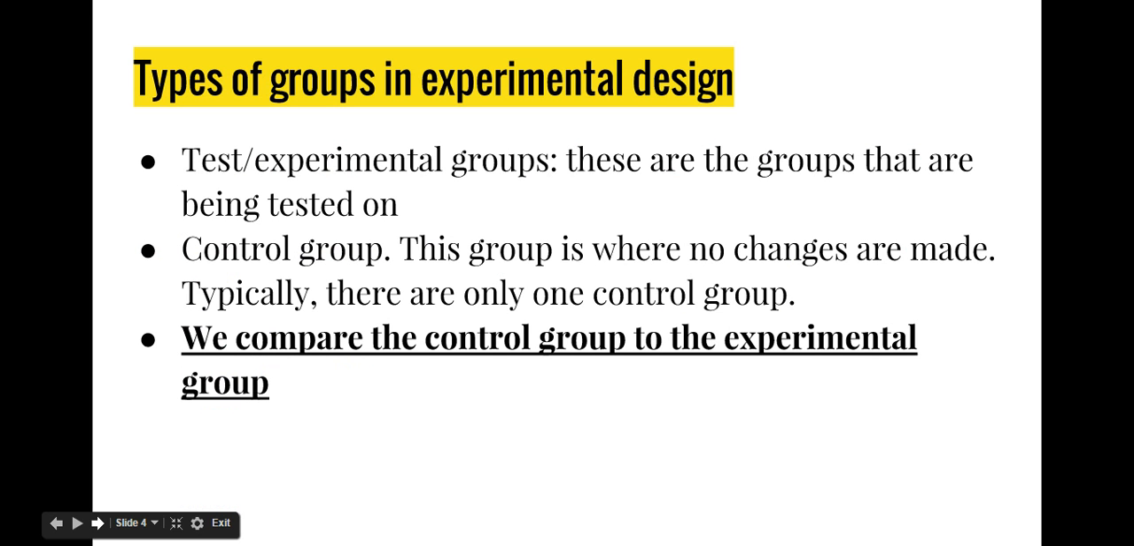There are types of groups in experimental design. You have the test or experimental group. These are the groups that are being tested on. These are groups you're doing the test on. And you have the control group. This is the group where no changes are being made.